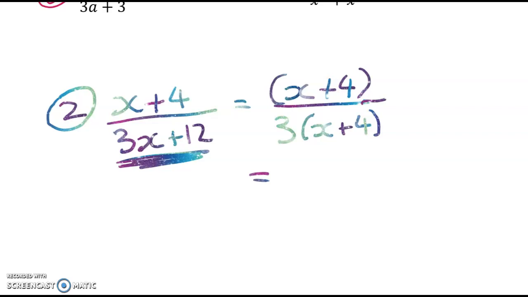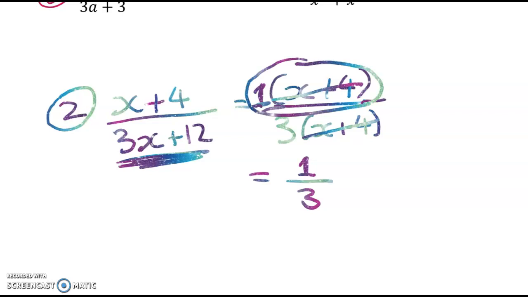But you might be going, well, what's going to happen because then I'm going to have nothing here? Well, I haven't got nothing. I've just got 1 times x plus 4. Right? So we've got an invisible 1. And we don't want to write that in, except the very first time we might. So that means that my answer is going to be 1/3.